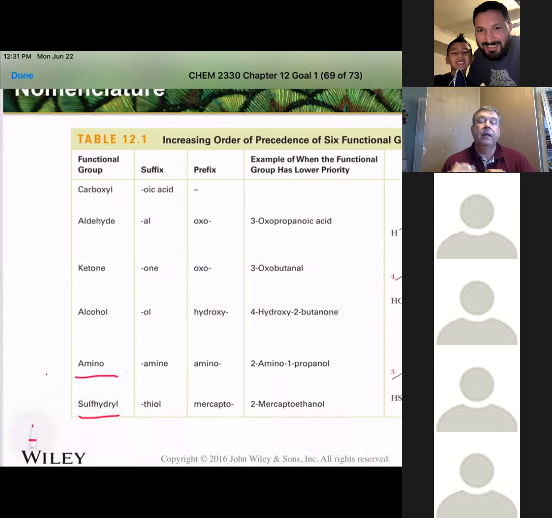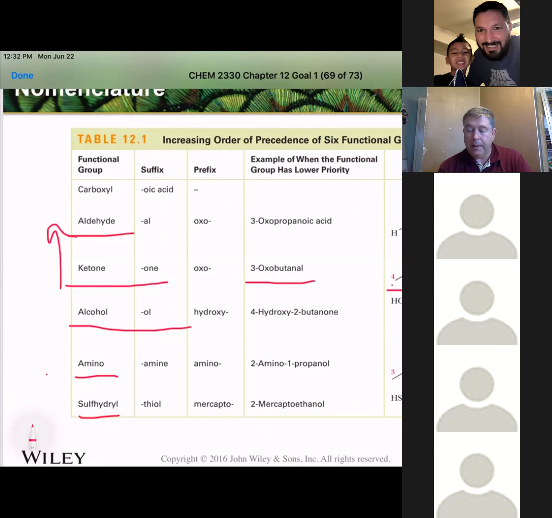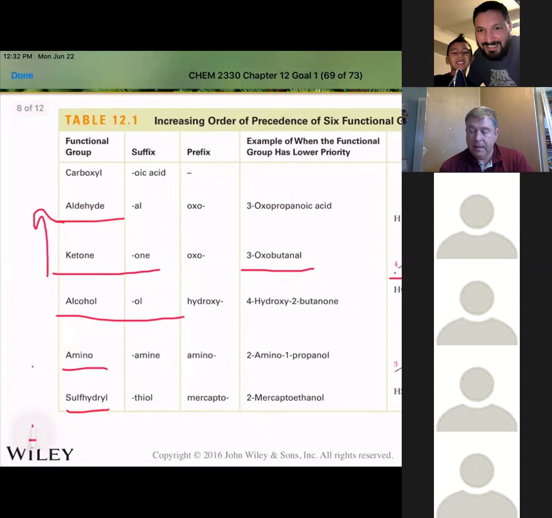Okay, so let's use this as an example here. Right here, you have a total of 4 carbons, which gives us butane. We have an aldehyde and a ketone, and I just told you aldehydes rank higher. Therefore, aldehyde is what we're going to name the compound for. So that gives us butanal. But we also have another functional group there, so we have to indicate where that ketone is. And that ketone happens to be on this 3 carbon here. Because it's on this 3 carbon, we call it 3-oxobutanal.